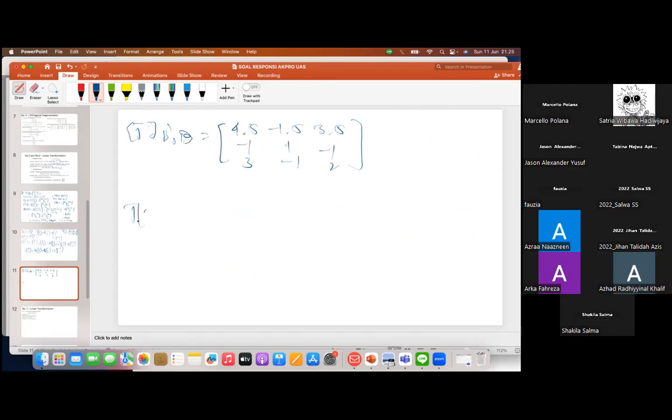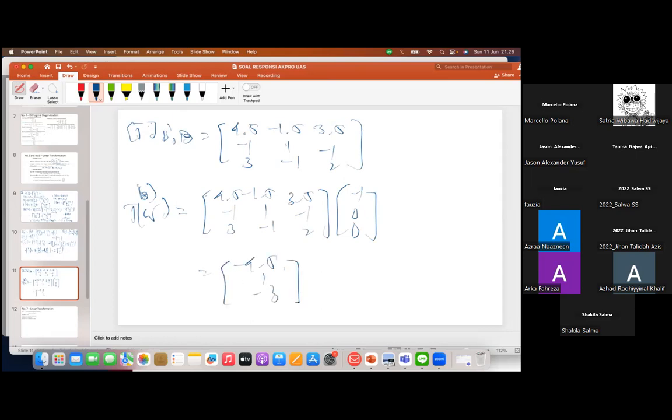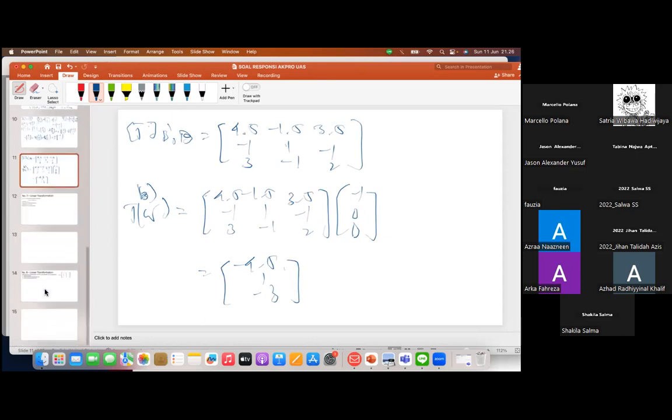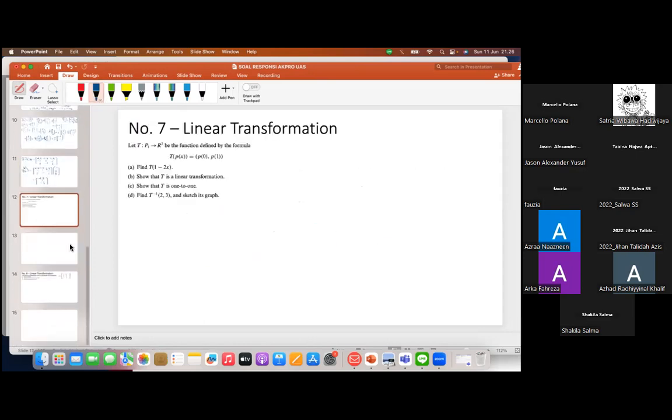And for T W, for B, you're going to get 4.5, 13 minus 1.5, 1 minus 1, 3.5 minus 1, 2, times -100. And here you're going to get -4.5, 1 minus 3. This is your result.